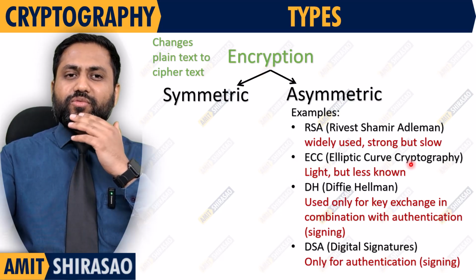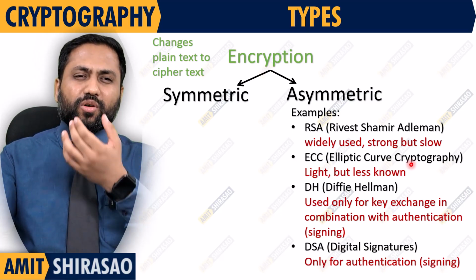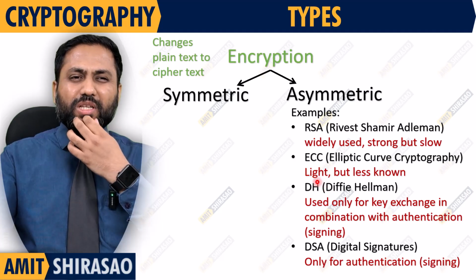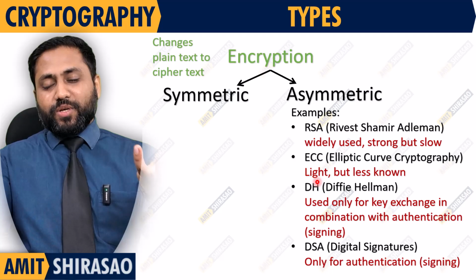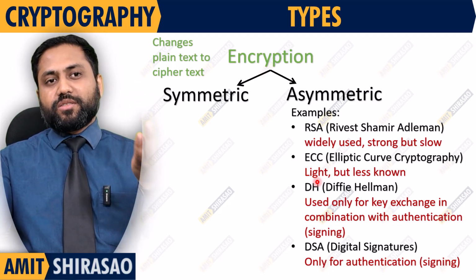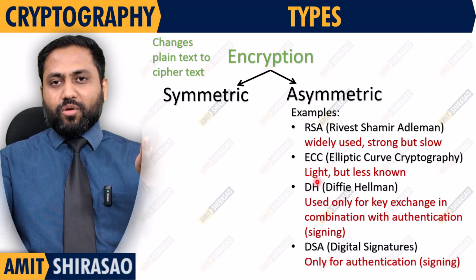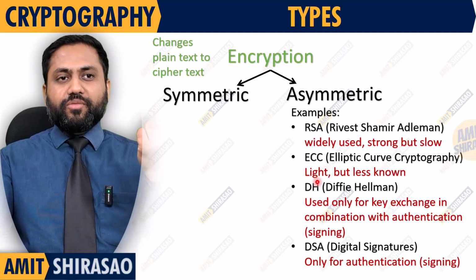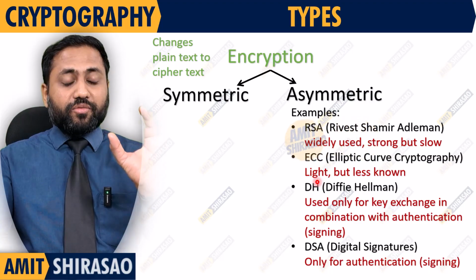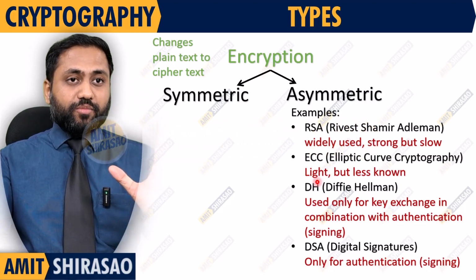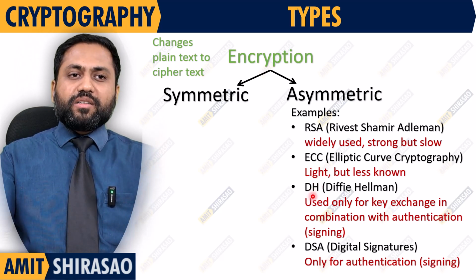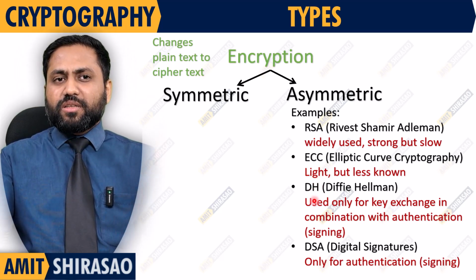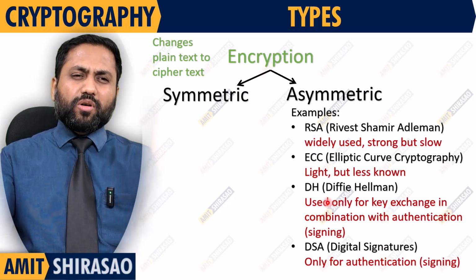Elliptic curve cryptography. This is a new algorithm. It is less known, but it is light. Okay, now is being light good? Well, in my opinion, it's not very good, but nowadays ECC is gaining a lot of traction. I personally feel RSA is the gold standard if you go for asymmetric encryption, but still nowadays people like ECC as well. DH, that is Diffie-Hellman, is also a very well known and old algorithm.